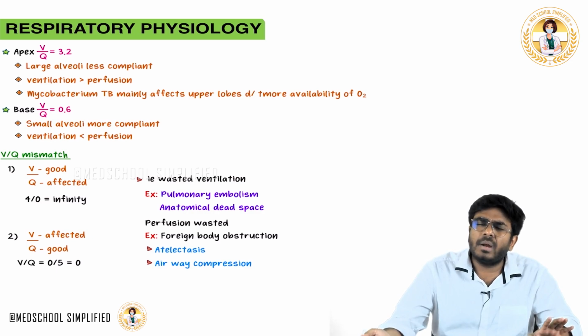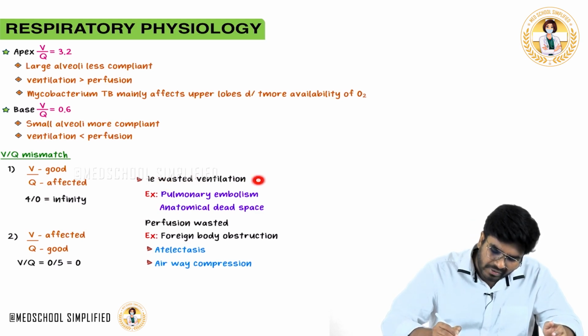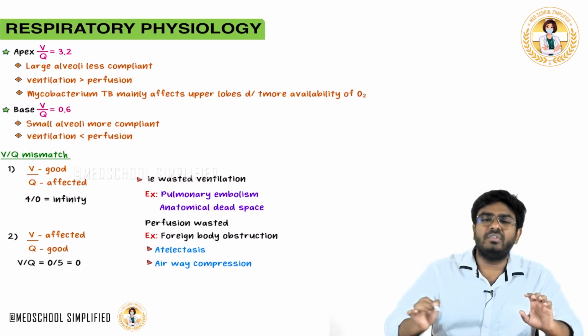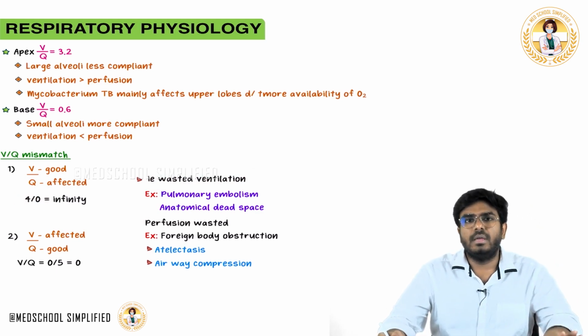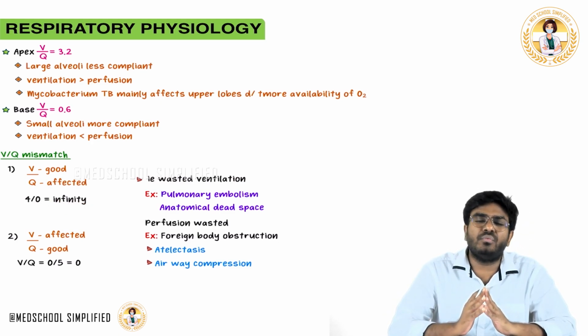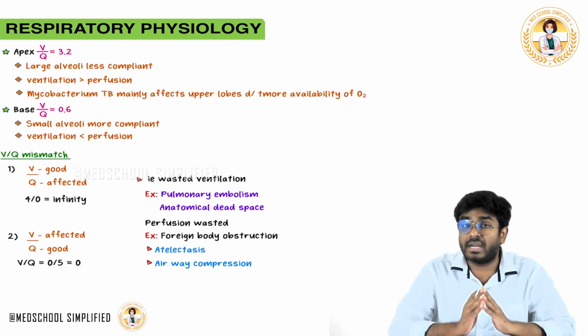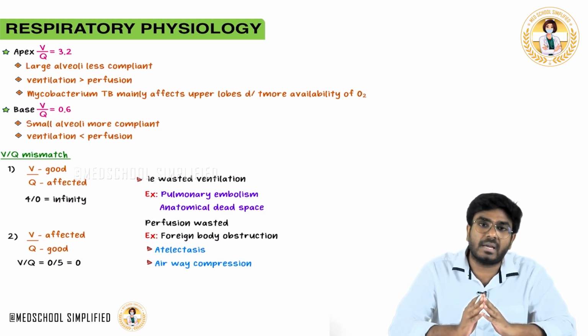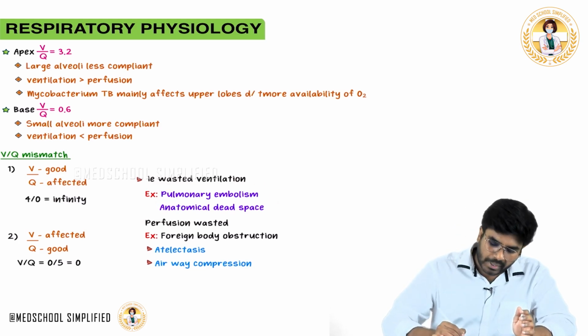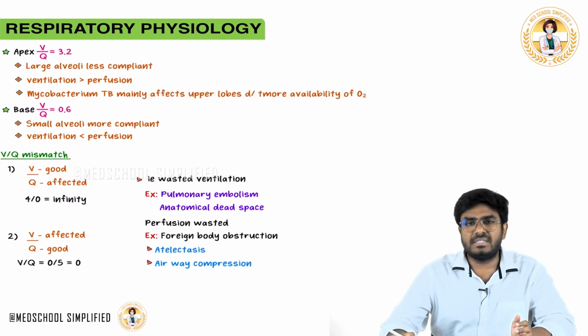So what happens? Air is going, but no blood is coming. So whatever air has entered there is wasted away, right? Simple. So wasted ventilation. Now what will happen? 4 divided by 0. If you divide any value by 0, the answer will be infinity. Now tell me, V/Q mismatch is infinite in which conditions? In the conditions where the perfusion becomes 0, like pulmonary embolism. In pulmonary embolism, the V/Q ratio is infinity.